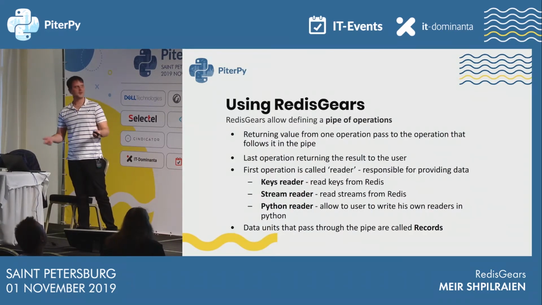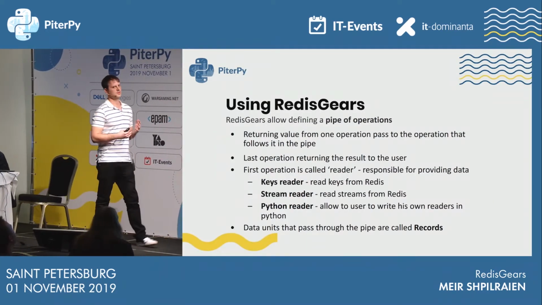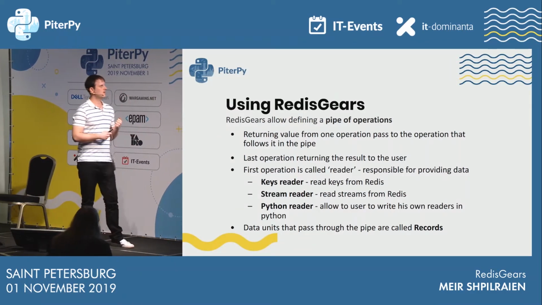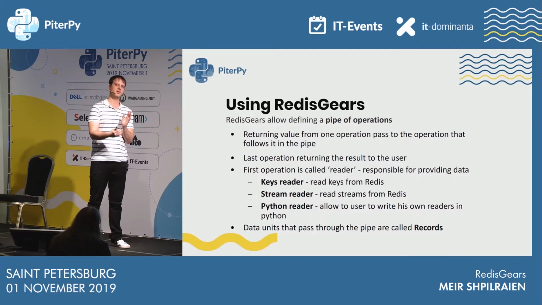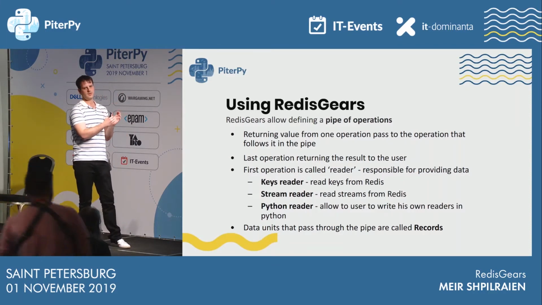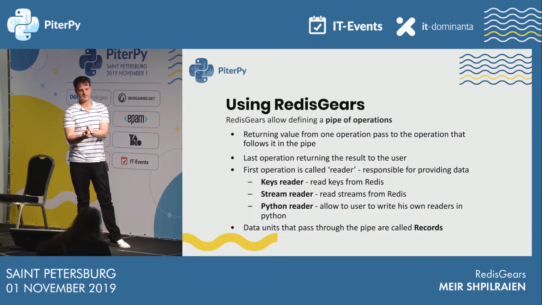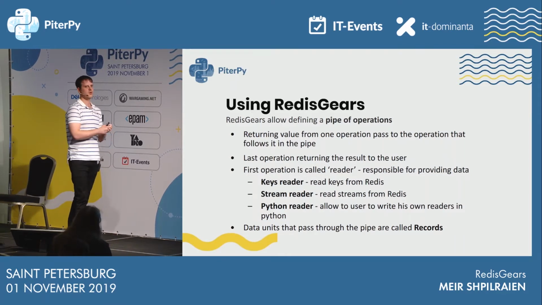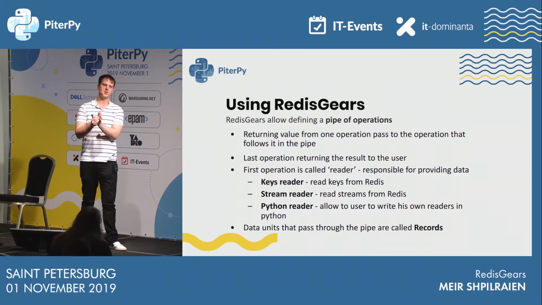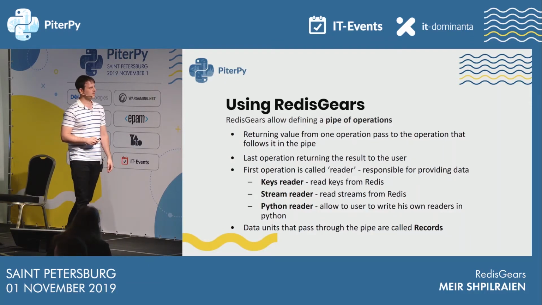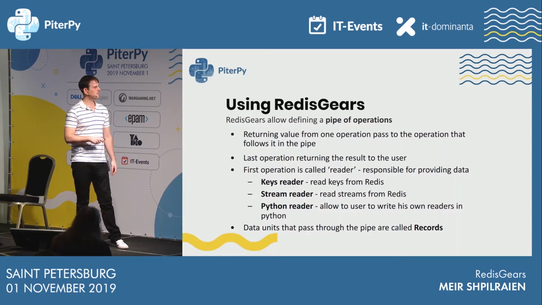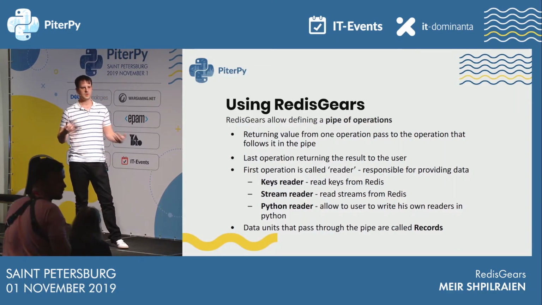More generally, Gears allows you to define the pipe of operations, and each key value in Redis will go through this pipe, such that the result from the first operation will go as an input to the second operation. The result from the second operation will go as an input to the third operation, and so on. The last operation result will return to you as the reply. Now, it's important to specify that the first operation is always a reader, because we need to read data. We need someone to supply us the data.